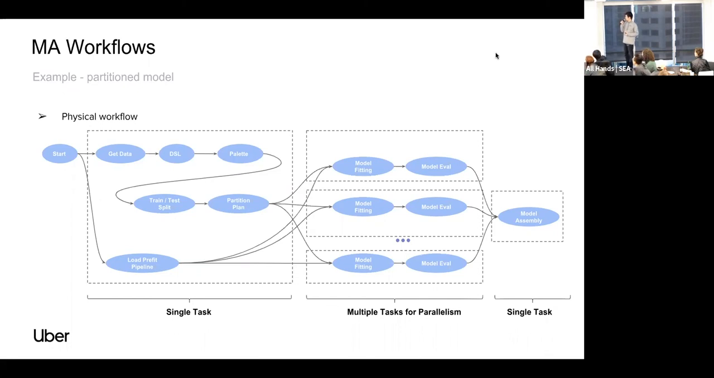Then we have a model aggregation phase, called model assembly operators, in a separate job that will just wait until all the parallel training branches finish, and then gather the models and assemble them together to get the final partition model. That's the physical workflow.